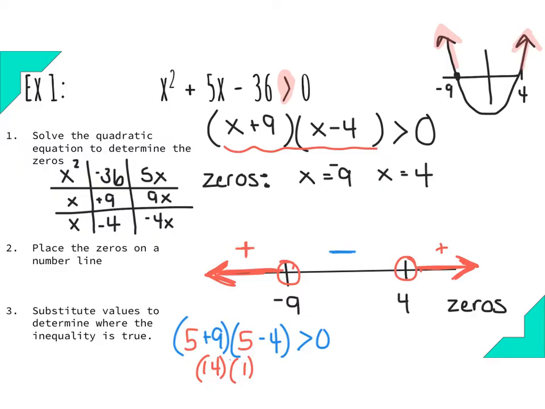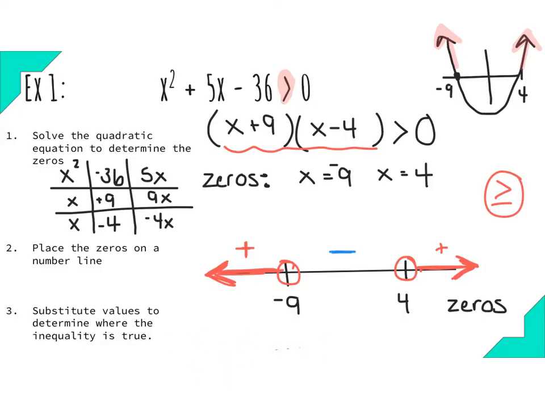If it were greater than or equal to, or less than or equal to, then I'm going to use a closed circle, just like I have all year. The last thing I have to do is write my solution as an inequality to represent that number line. I'm just going to give myself some space. My solution, hopefully you recognize this as an or. I'm going to say x is less than negative 9, or x is greater than positive 4.